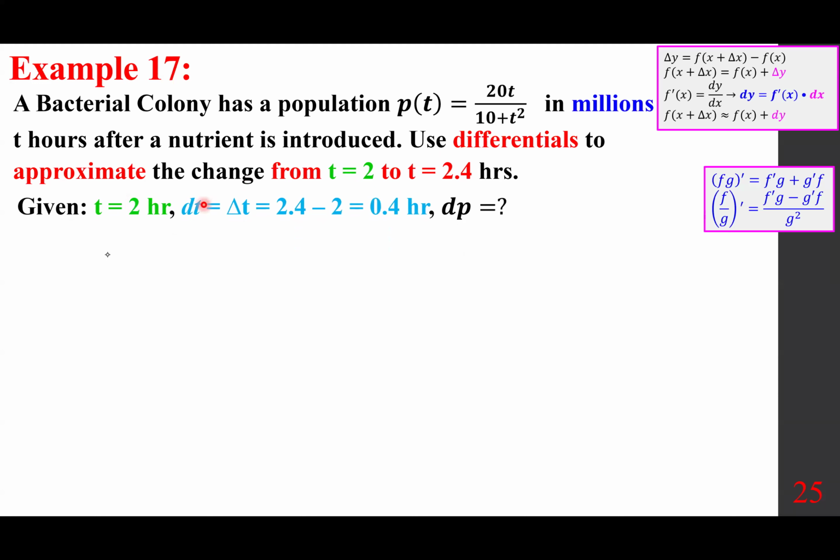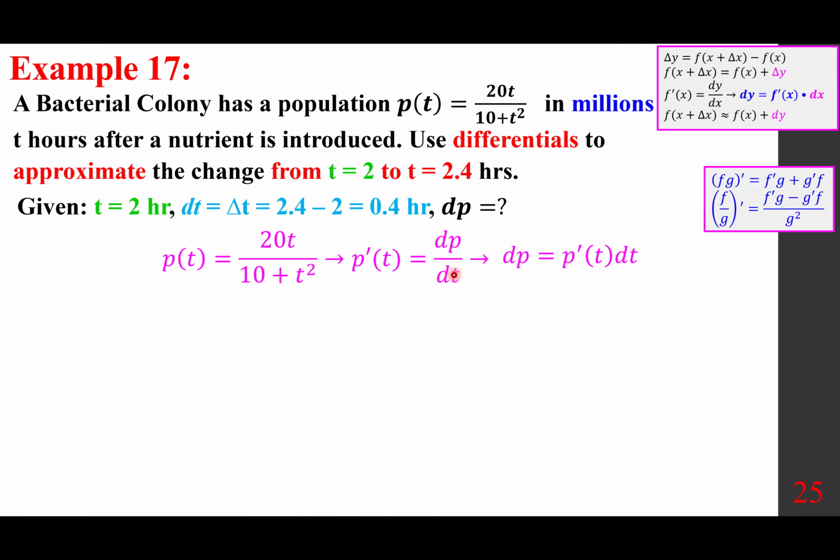So t is 2. dt is the difference between the two, positive 0.4, because we go from 2 to 2.4, and dP is what we are interested in. Which means, given P(t), you have to find P prime of t, which is dP/dt. And because dy is f prime of x dx, dP is P prime of t dt, and you're done.